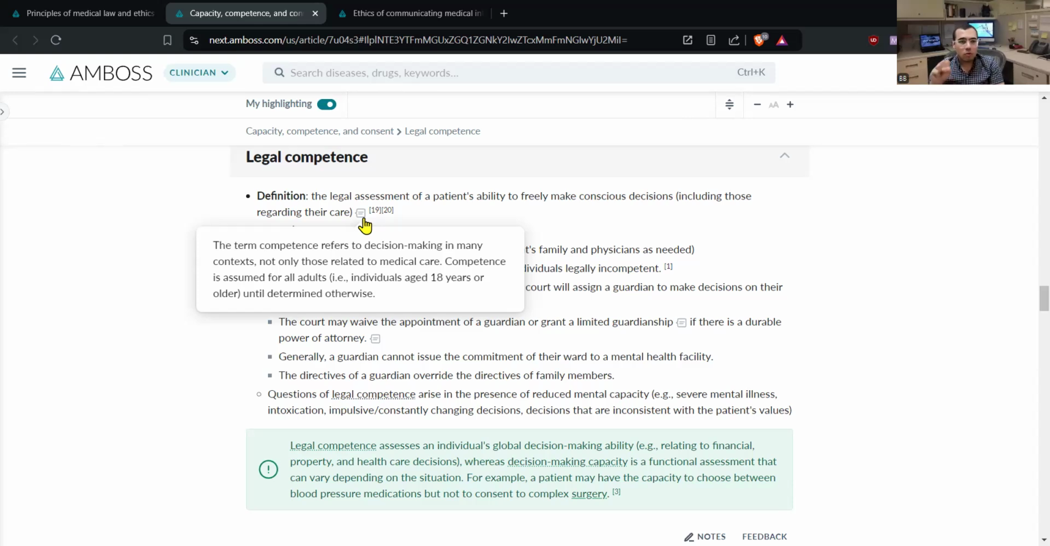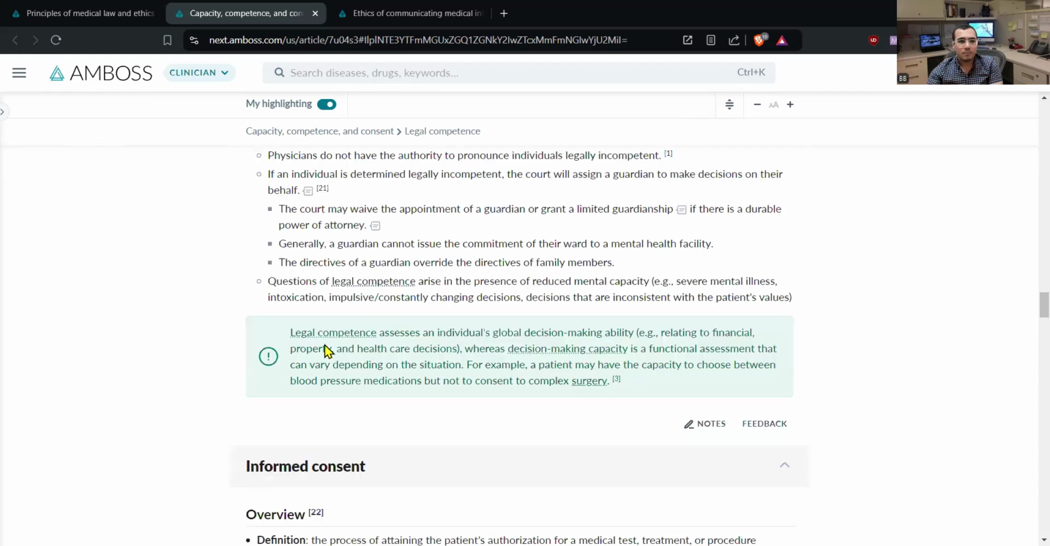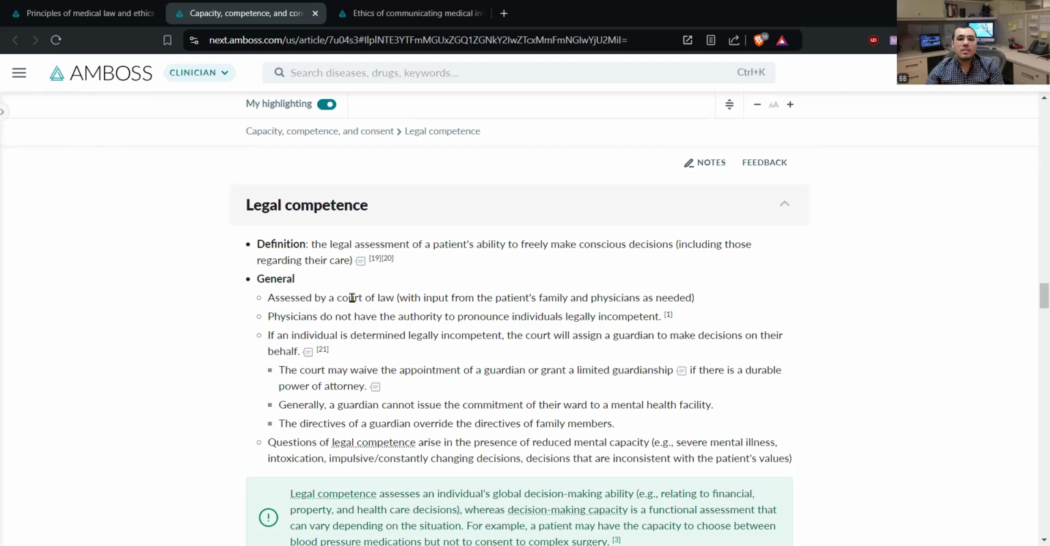Competence is assumed for all adults. As I told you at the start of the meeting, all adults are assumed to be legally competent. Never pick an answer that says this patient is not legally competent, because this is a court order from the government or the police, not from the healthcare aspect. In general, it is assessed by a court of law, very important, with input from the patient, family, and physician as needed. But as a physician, I cannot emphasize this enough.